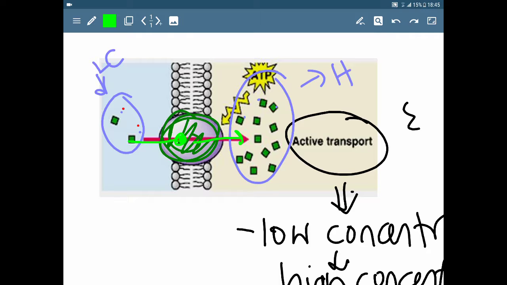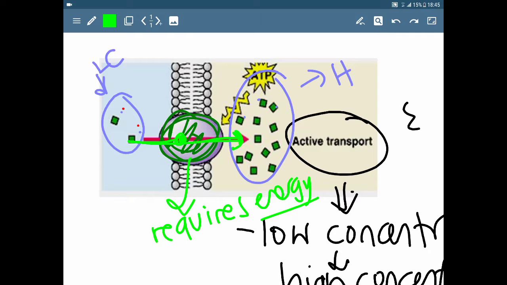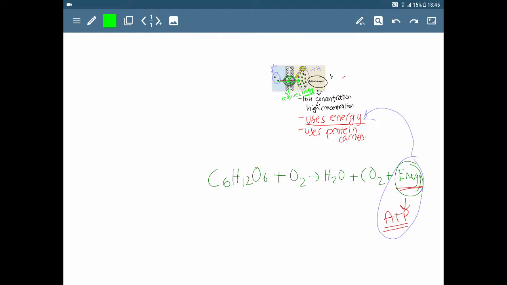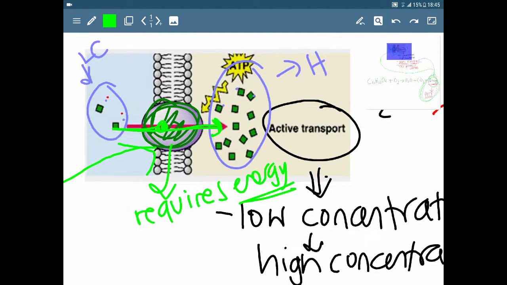So every process requires energy. It's obviously moving this particle all the way there, so it needs energy. This energy comes from here and it goes here. So it goes from respiration to this. And it's from the lower concentration to the higher concentration, and it's through a cell membrane.